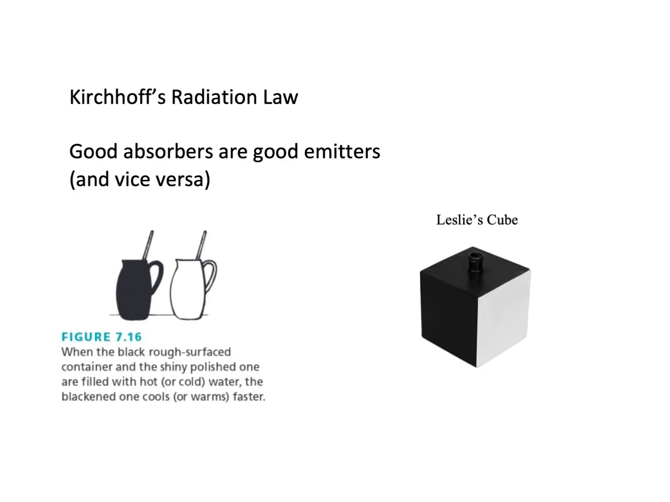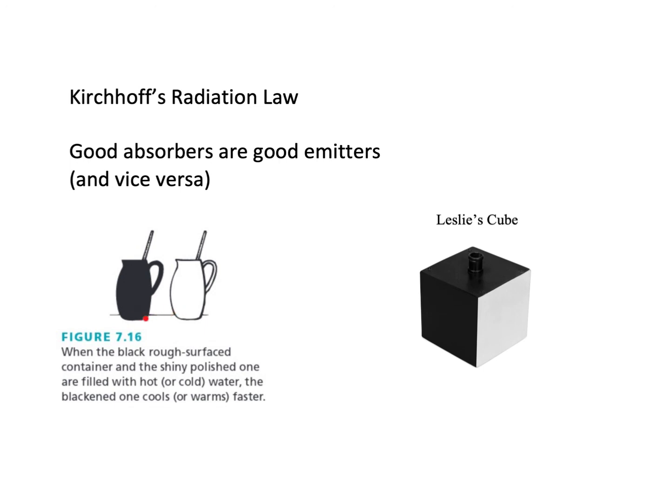Now, the next thing we want to talk about is what's called Kirchhoff's radiation law. And there are more complicated ways of saying it with more detail, but the basic idea of Kirchhoff's radiation law is very simple. Good absorbers are good emitters, and vice versa. If something is good at emitting a particular frequency or wavelength of light, it's going to be good at absorbing it. Now, for a blackbody, it's good at emitting all the frequencies over a range, so it's going to be good at absorbing all those frequencies over that range.